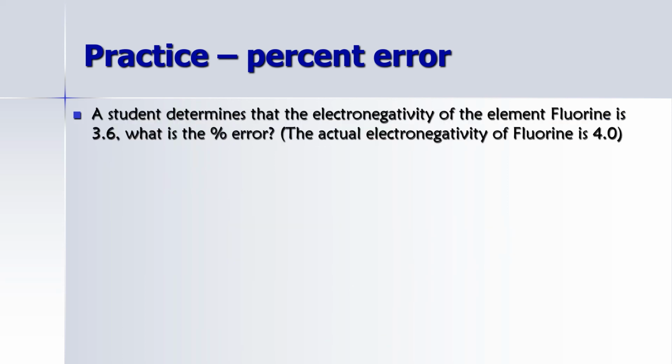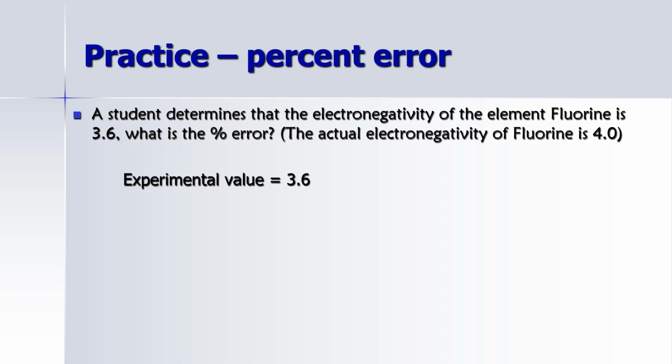So another example, we have a student that determines the electronegativity of the element fluorine, which is 3.6. What is the percent error? The actual electronegativity of fluorine is 4.0. Do not let the word electronegativity bother you right now because we have not discussed this yet, but we will get to this eventually. So for now, just take this as a fancy word.